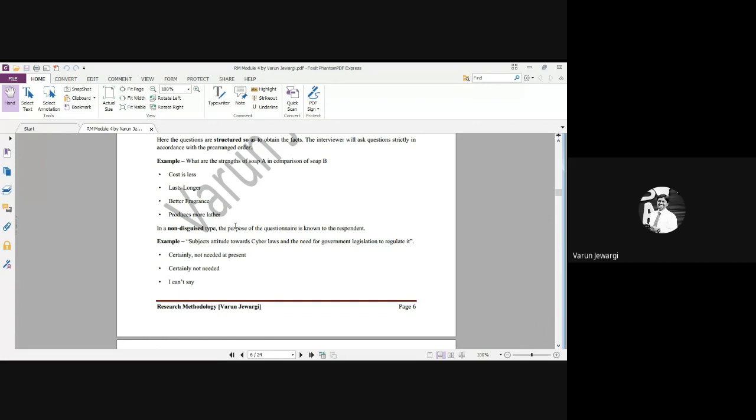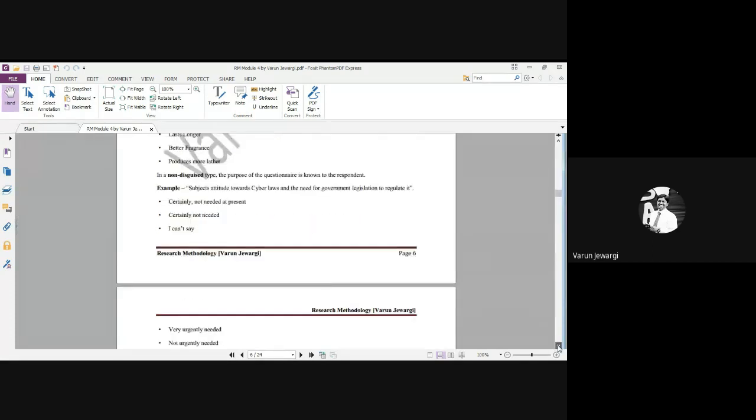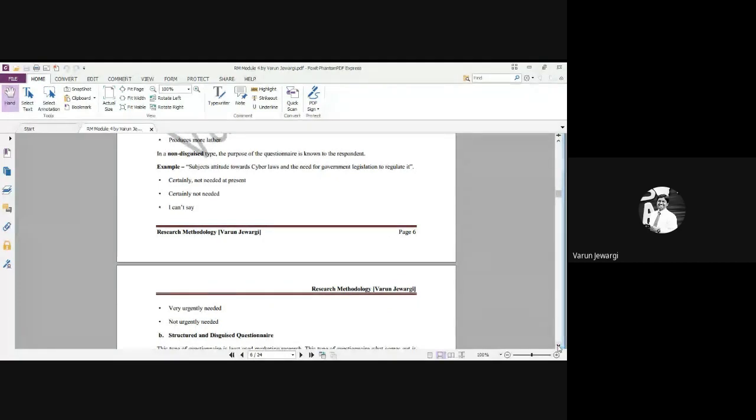Whereas in non-disguised, please understand, the purpose of the questionnaire is known to the respondent. Here the subject's attitude towards cyber law could be: certainly not needed at present, strictly not needed, I can't say, or very urgently needed, not urgently needed. Now over here, they are hypothetical answers that people give in non-disguised questions. Whereas in structured, it's very much straightforward what the people are answering.